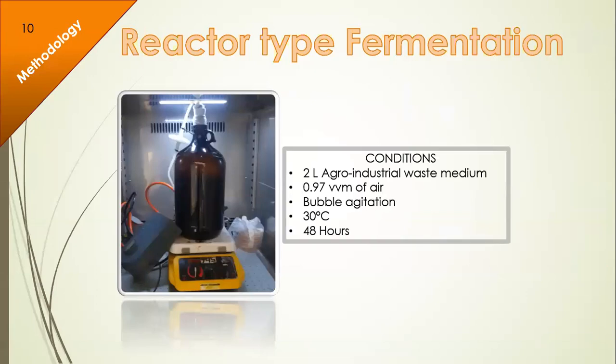We made our reactor type fermentation. It is done in a Durant flask, and the conditions we used were 2 liters of agro-industrial waste medium, external aeration of 0.97 ppm of air. It went under bubble agitation, and the conditions were 38 Celsius degrees and 48 hours.